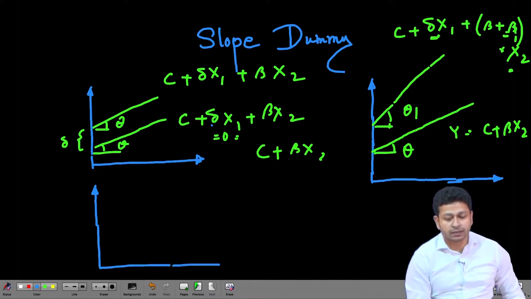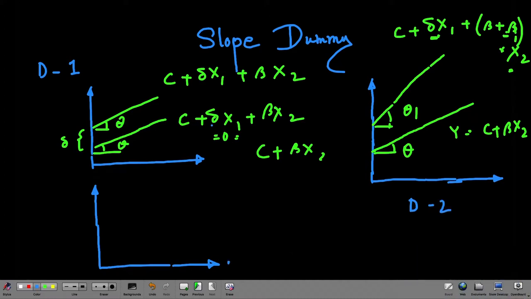Let me actually name the diagram. Let's say this is diagram 1, this is diagram 2, and this is diagram 3. Now in diagram 2, what we have done is allow the intercept dummy, just like the previous case, and this value is still going to be the same value, which is delta.